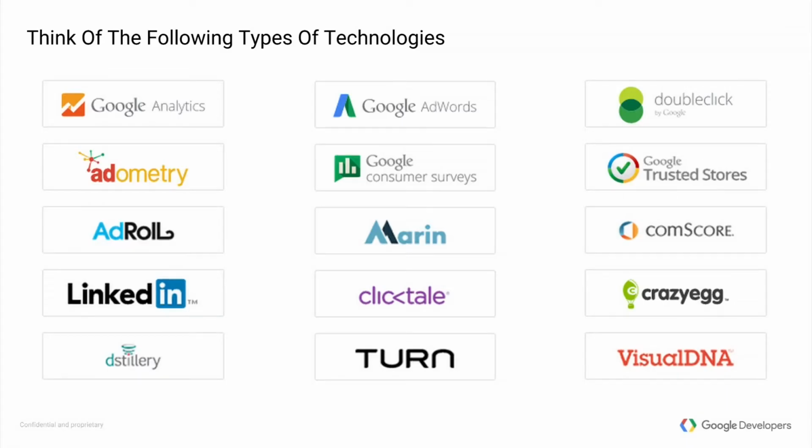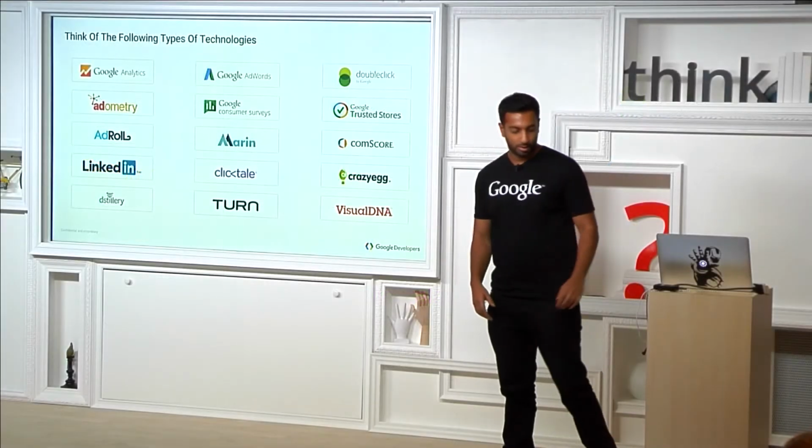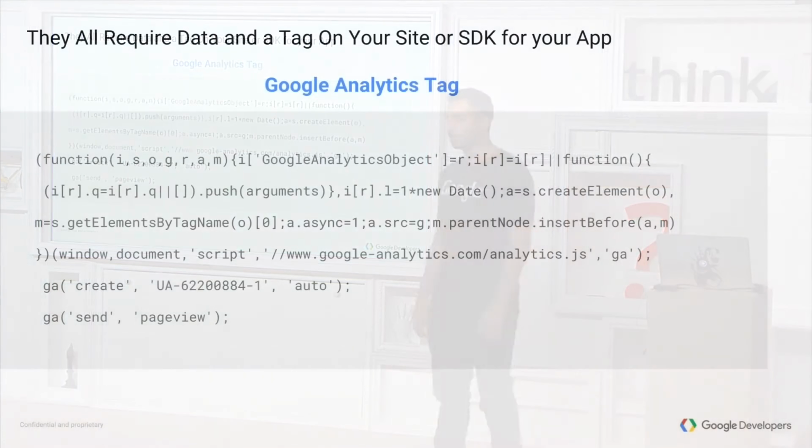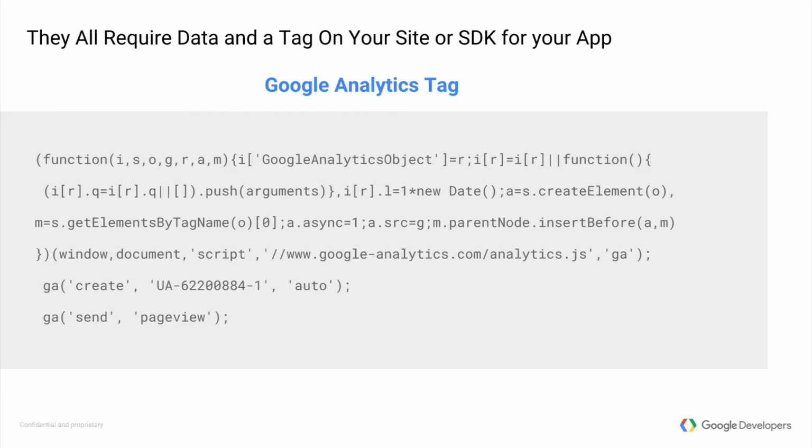So if you think about the following types of technology, we have everything here from analytics to AdWords to different email tagging campaigns. They all have one thing in common. They all require some kind of tag or SDK to be implemented on your site or app. Obviously, when you've got a lot of sites or a lot of different technologies and new technologies are coming, this can become quite difficult to manage. You have to go back and forth with your developers to get these things implemented. I mean, if you've done tagging before, you probably know about these problems.